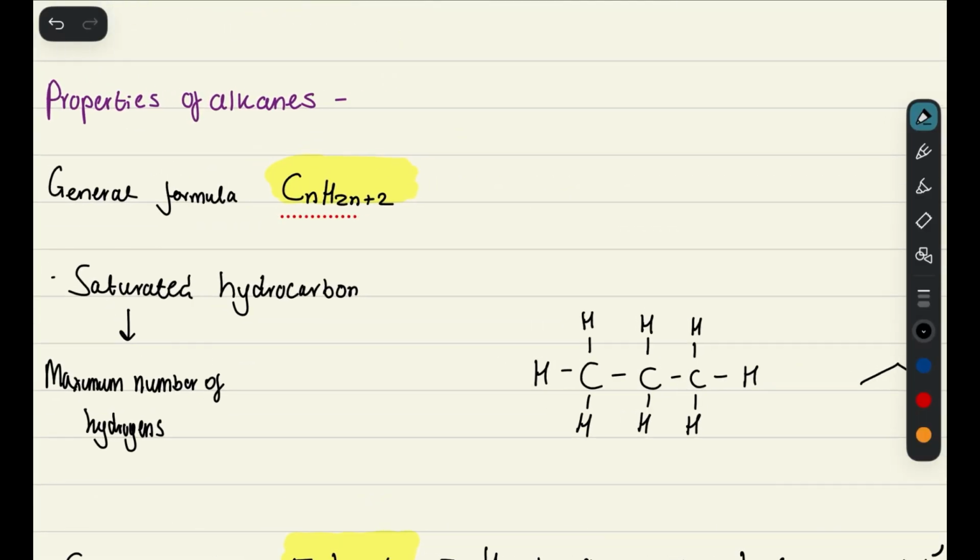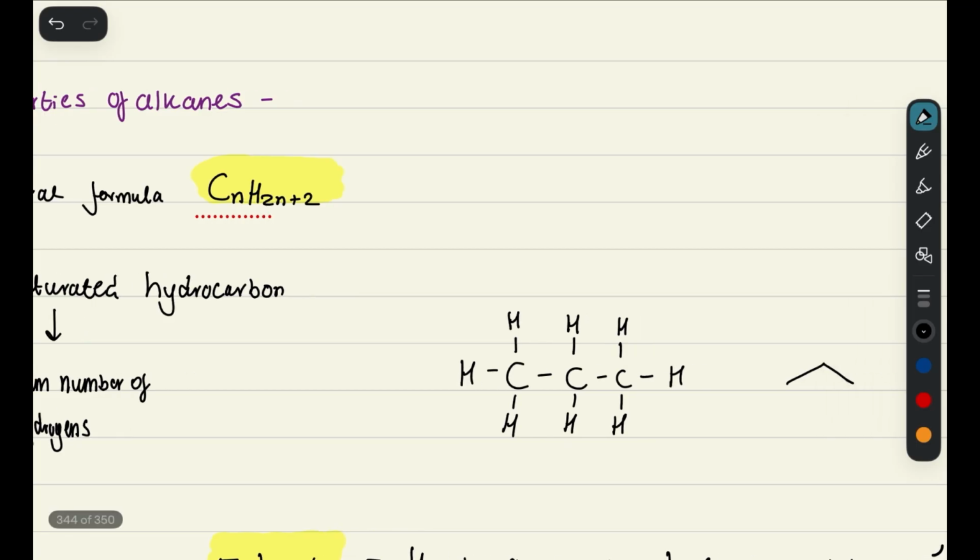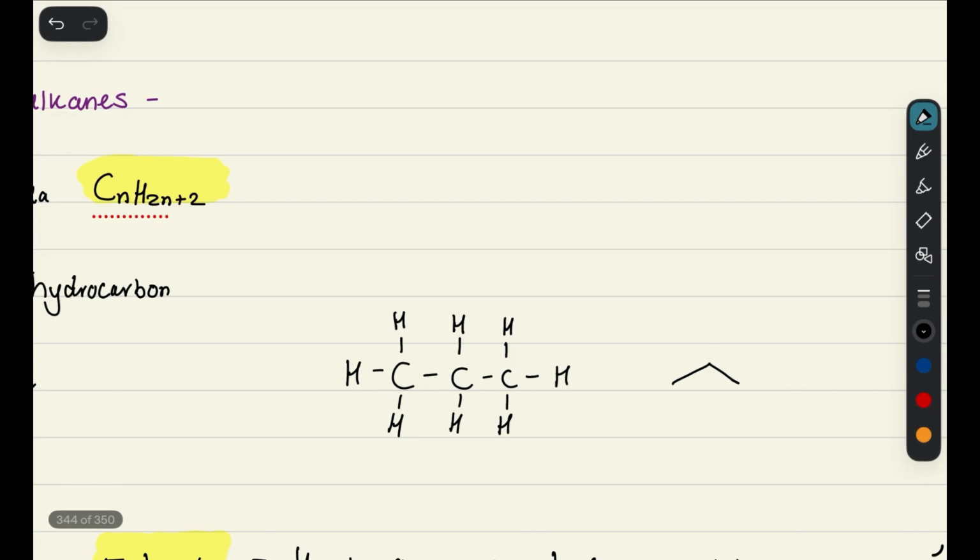Now, we've covered the general formula before. For alkanes, it's CnH2n+2. Cool. And what we need to know is they are saturated hydrocarbons. So saturated just means they have the maximum number of hydrogens. And you can see here, this is an example of an alkane.